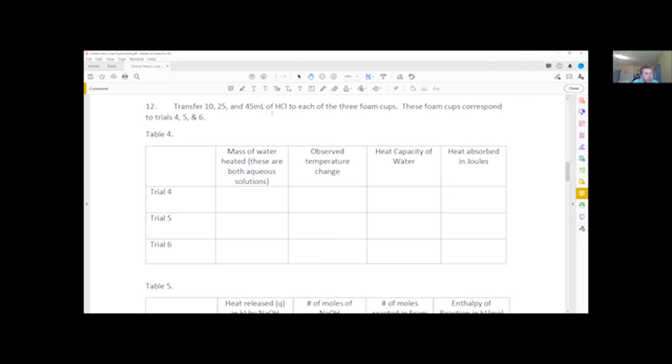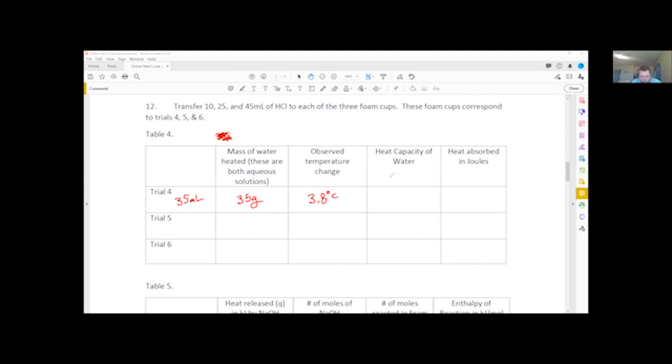So trial number 3 is 35 milliliters. Trial number 4, 35 milliliters. With a density of 1 gram per milliliter, our mass is then going to be 35 grams. What was our observed temperature change there? Well, we went from 25 to 28.8, so our temperature change was 3.8 degrees Celsius. Heat capacity of water. Our heat capacity of water was, and still is, 4.184 joules per gram degree Celsius.